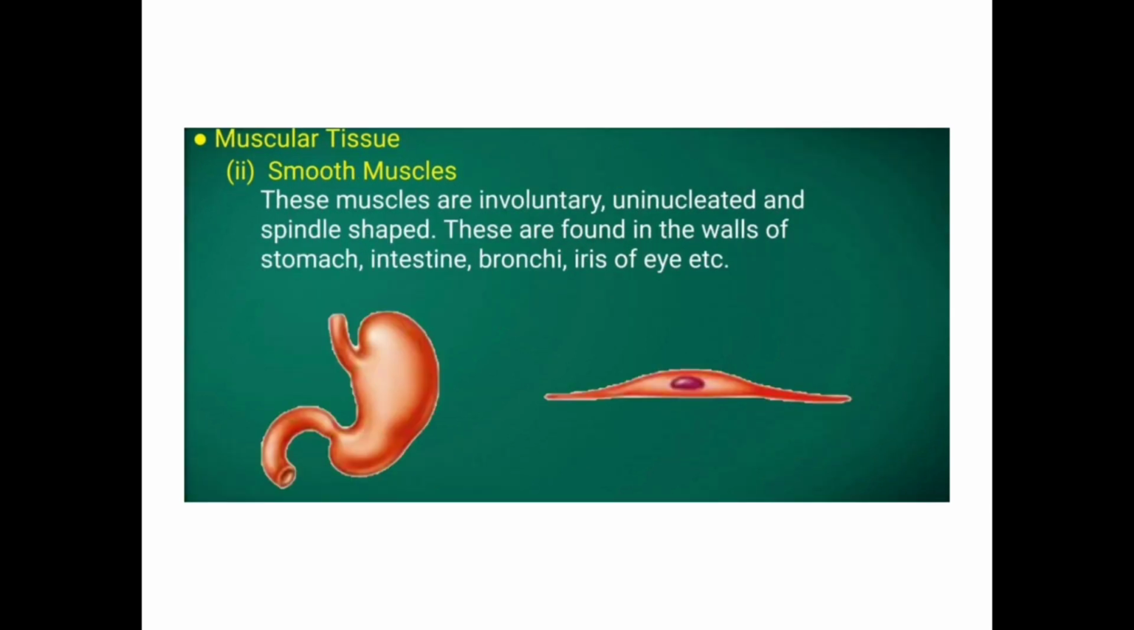The next one is smooth muscles. Smooth muscles are involuntary. They are uninucleated and spindle shaped. They are found in the walls of the stomach, intestine, bronchi, iris of the eye, etc. So smooth muscles are present in the stomach, intestine, etc., and they are uninucleated and spindle shaped. Don't forget the structure of smooth muscles.